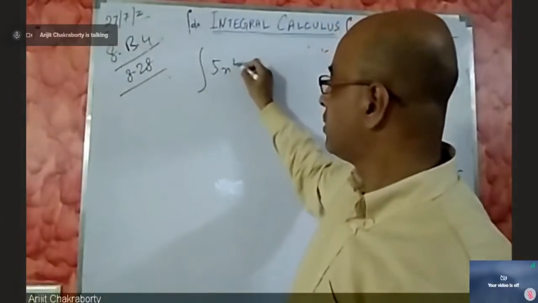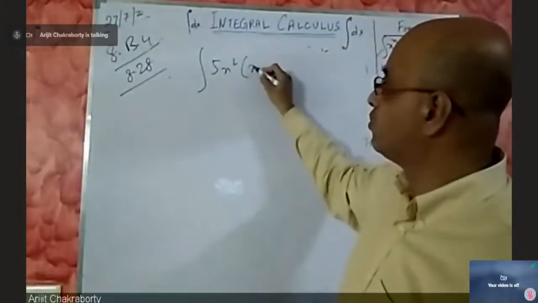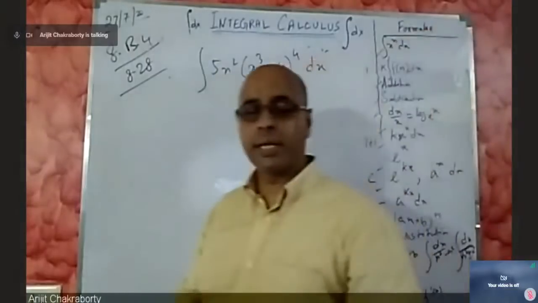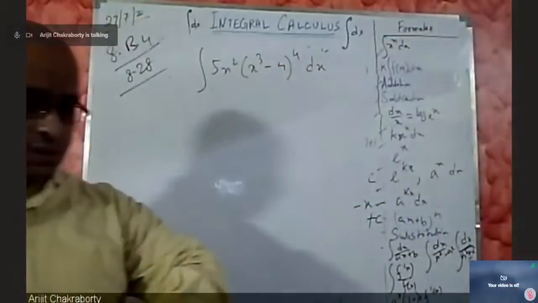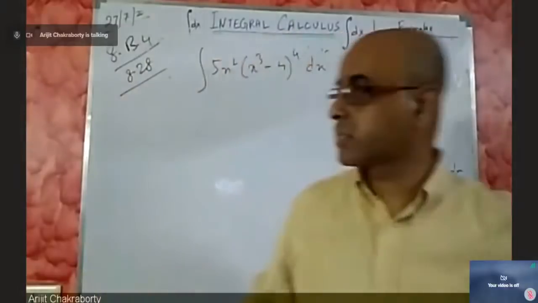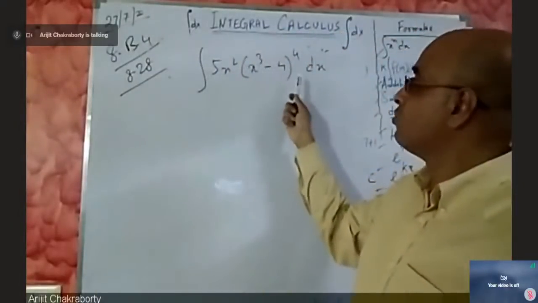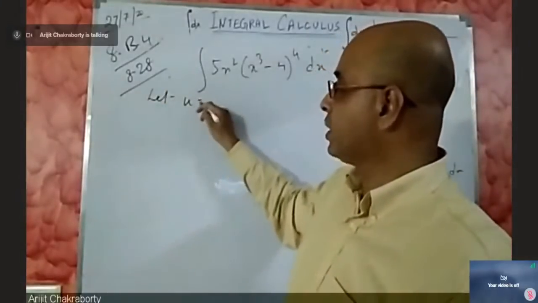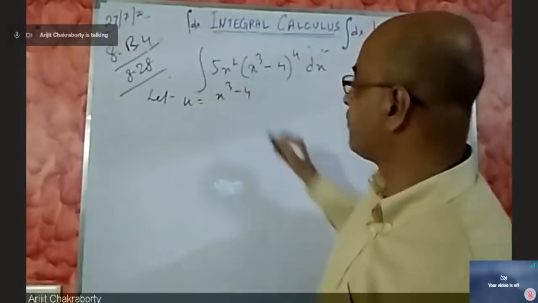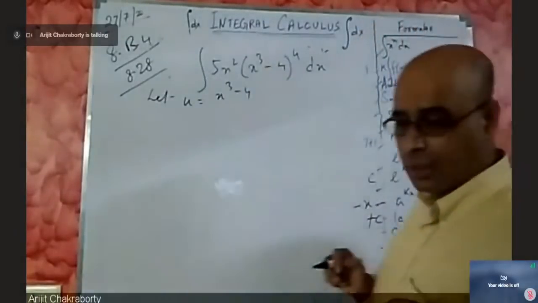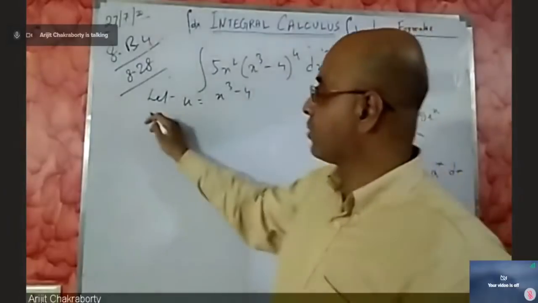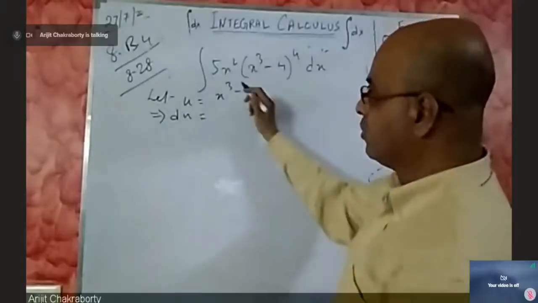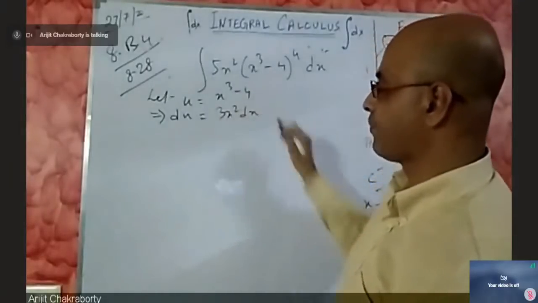The integral of 5x square into (x cube minus 4) to the power 4 dx. So we are taking gradually more difficult examples. So let us take this, 5x square into (x cube minus 4) to the power 4. So let u equal to x cube minus 4. x cube minus 4. Okay? Then we can write du, differentiating both the sides. We can get du is equal to 3x square dx.